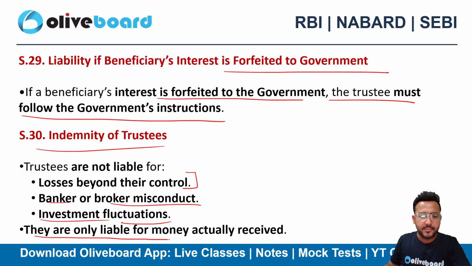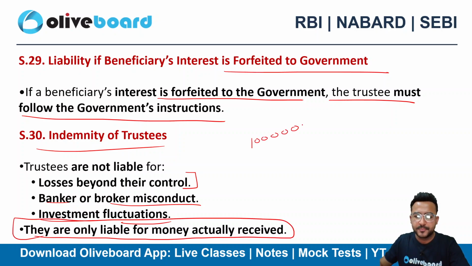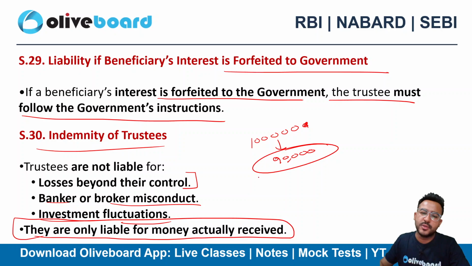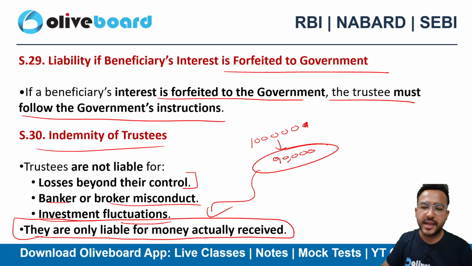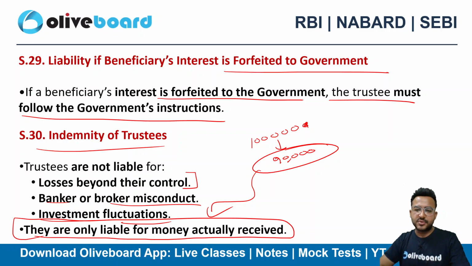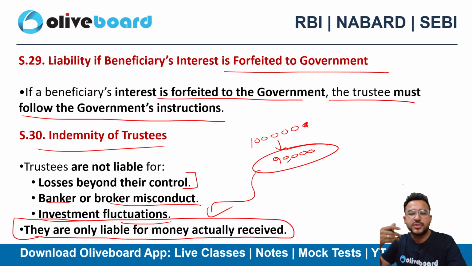They are only liable for the money actually received. Let's suppose there was an investment of 1 lakh rupees. The value came down to 90,000. Now the trustee is only responsible for the money actually received, right? Let's suppose I sold that investment for 90k. I received the money for 90k only, then in that case as trustee I am liable for that 90k only, not for that 1 lakh, because it was due to market correction, right? Not due to my misconduct.